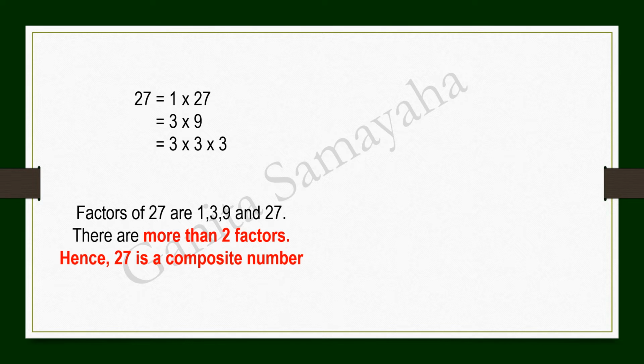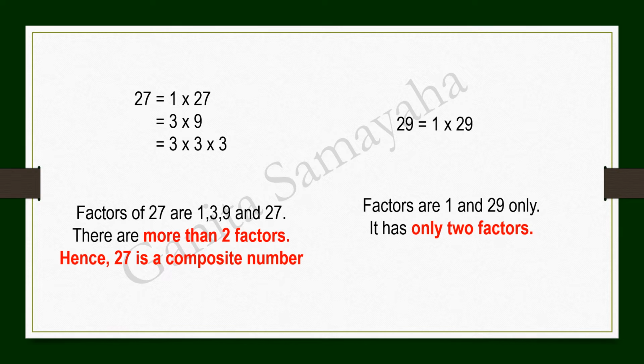Suppose we consider the number 29. What happens? 29 can be written as 1 into 29 only. Okay, so that means that there are only 2 factors, 1 and 29. Okay, so it has only 2 factors, hence 29 is a prime number. Okay, children, so this is how we will try to establish a few more results.